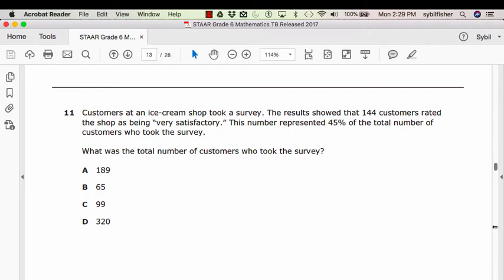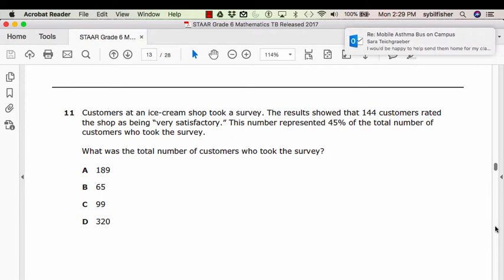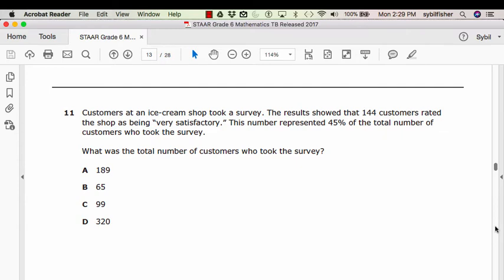Customers at an ice cream shop took a survey. The results showed that 144 customers rated the shop as being very satisfactory. This number represented 45% of the total number of customers who took the survey. What was the total number of customers who took the survey? A, 189. B, 65. C, 99. D, 320.